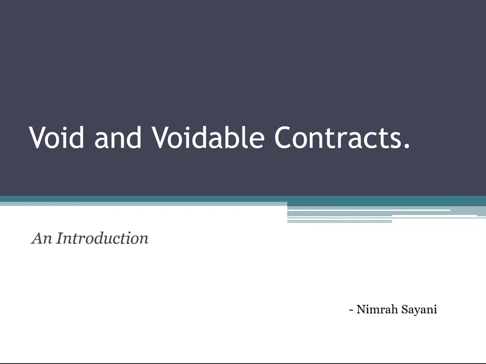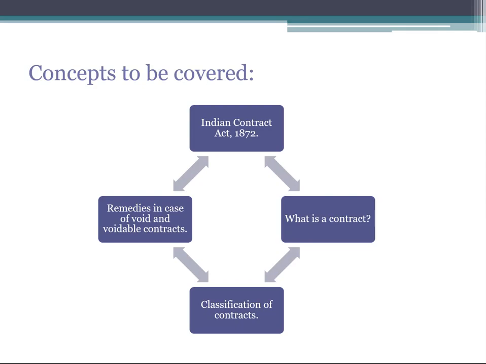Hi guys, so in today's video, we are going to talk about void and voidable contracts. Just to give you a roadmap as to what all we're going to discuss today, as you can see, we are going to talk about the Indian Contract Act of 1872. We will also see what a contract is. We'll also deal with the classification of contracts. And lastly, we'll also touch upon the remedies in case of void and voidable contracts.